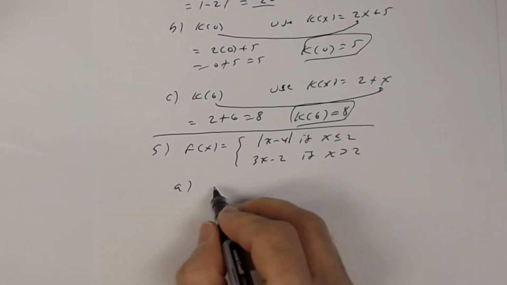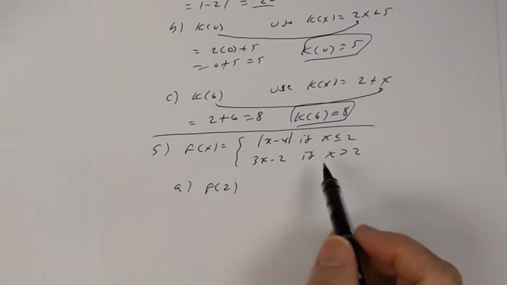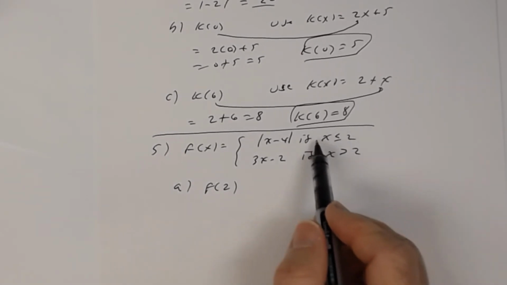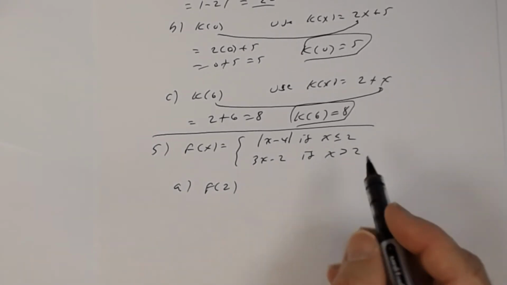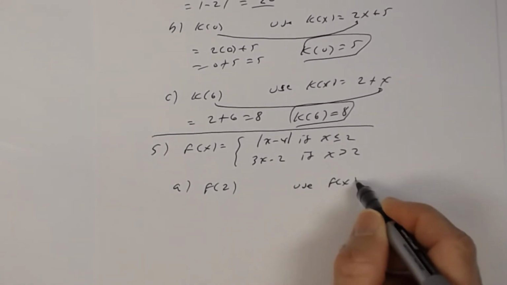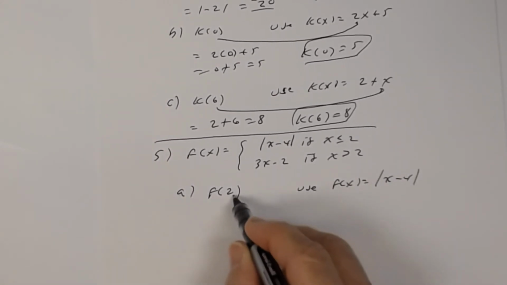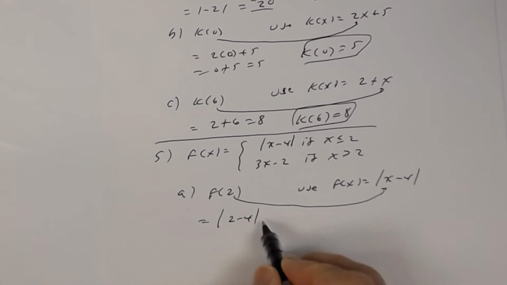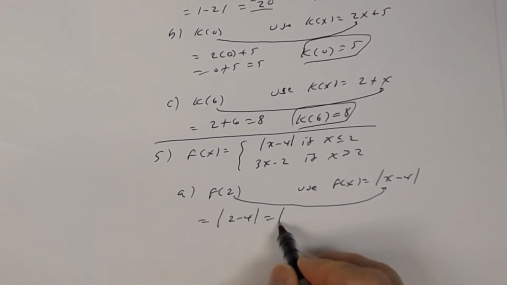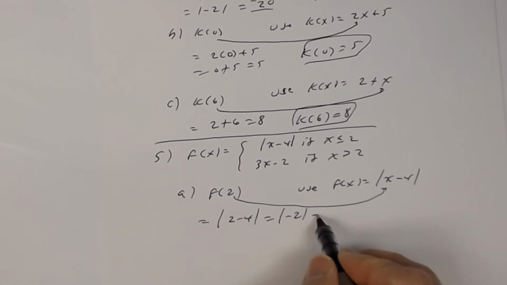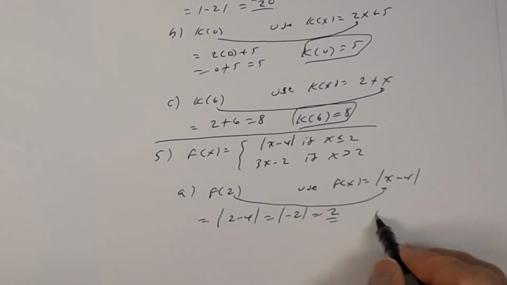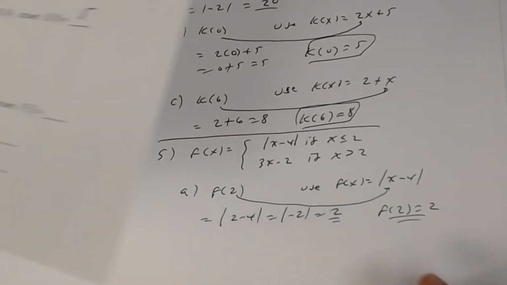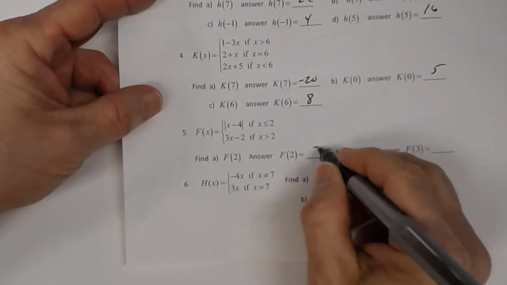All right, in part A, you want to find f of 2. So x is 2. What's the y value when x is 2? Well, x is 2, it falls here because 2 is less than or equal to 2. So you're going to use f of x is equal to the absolute value of x minus 4. Where we see the variable x, you substitute 2. So this becomes the absolute value of 2 minus 4. 2 minus 4 is negative 2, and the absolute value of negative 2 is positive 2. So the answer is f of 2 is equal to 2. So that's letter A. So that's going to be 2 here.